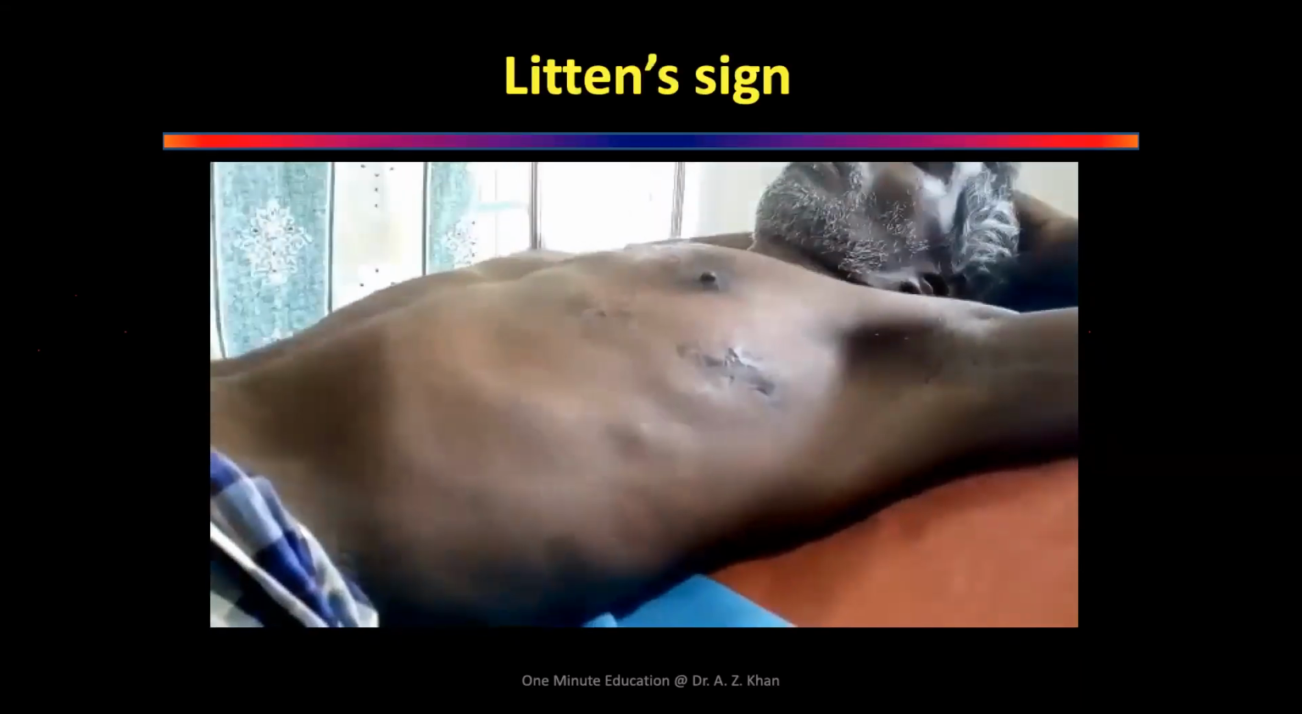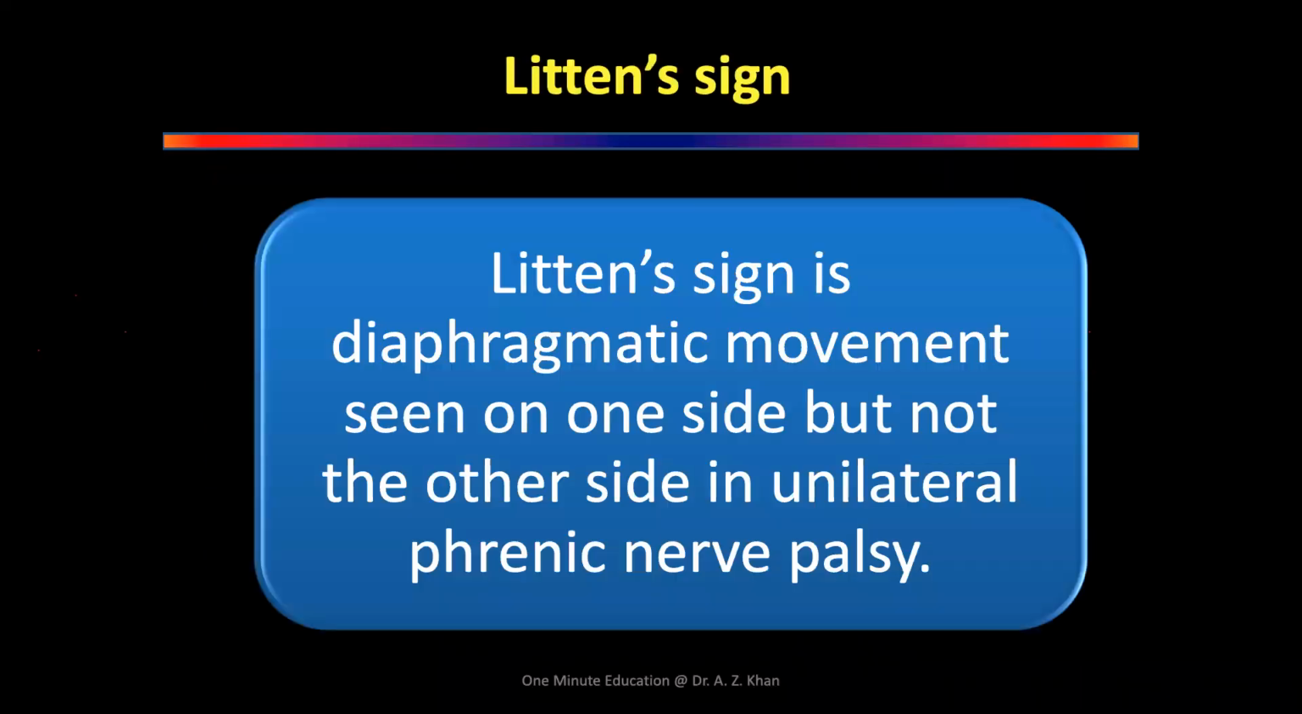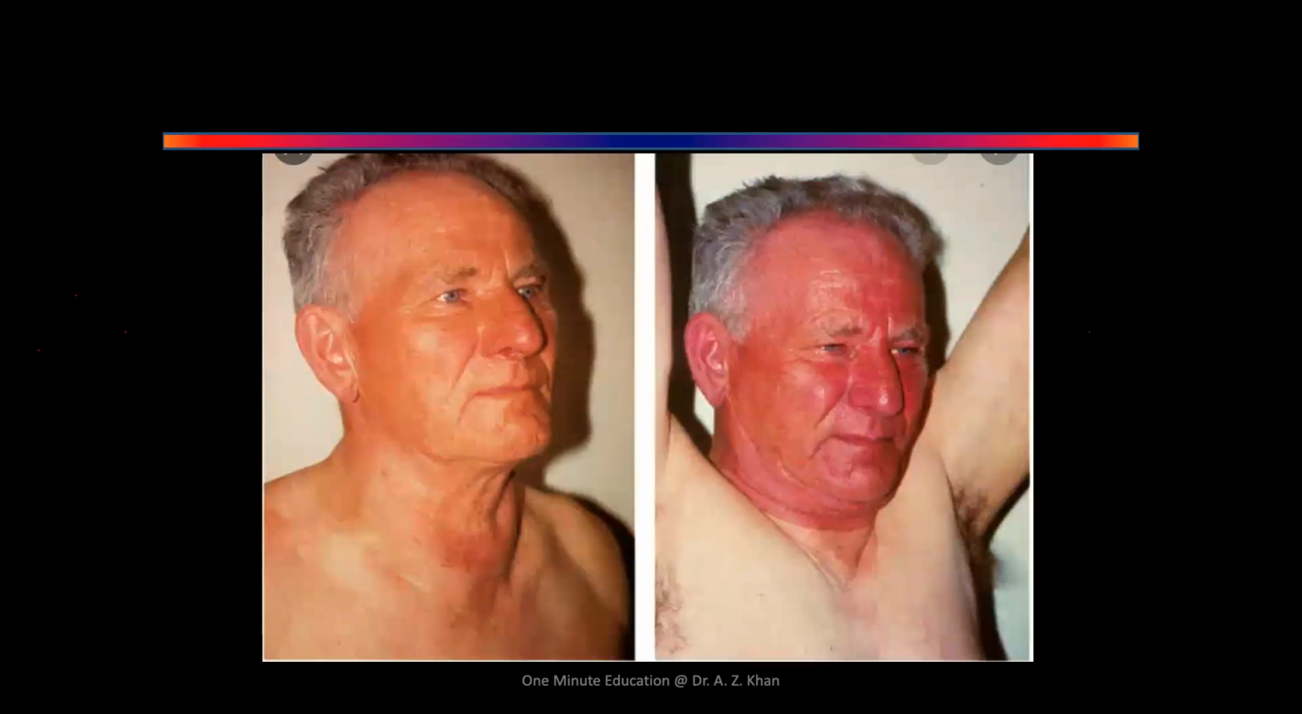So this is Litten sign, okay? And Litten sign is diaphragmatic movement seen on one side, but not on the other, in unilateral phrenic nerve palsy. Okay, unilateral phrenic nerve palsy. Important to learn this. Okay, what is happening here?